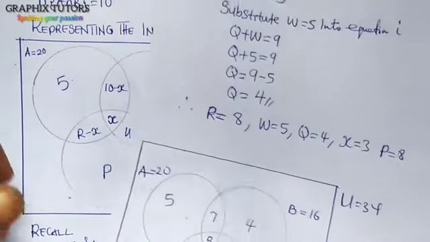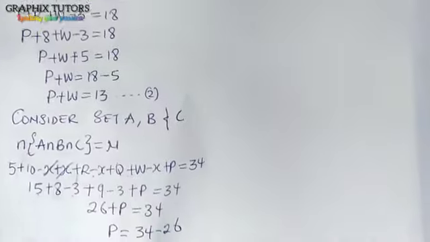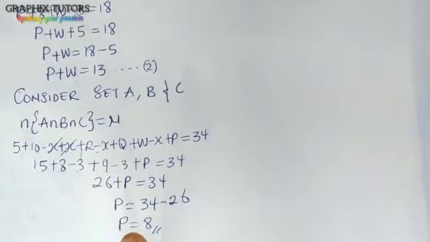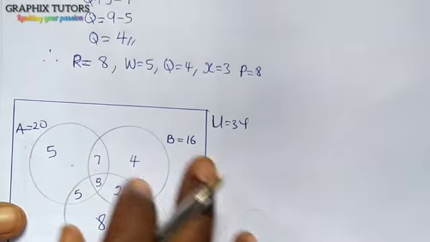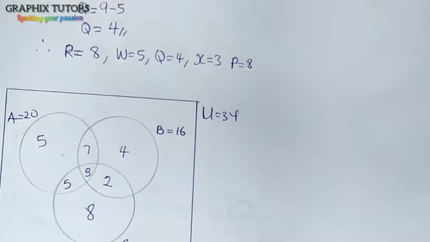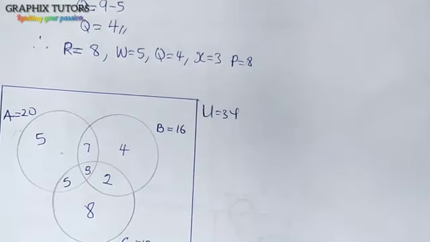Are we together? So if you look at the calculated value for p from our former formula here, we said p is what? Is 8, right? So from here we've now represented the information on our Venn diagram. Now it's for us to start inputting our values. Is that okay?